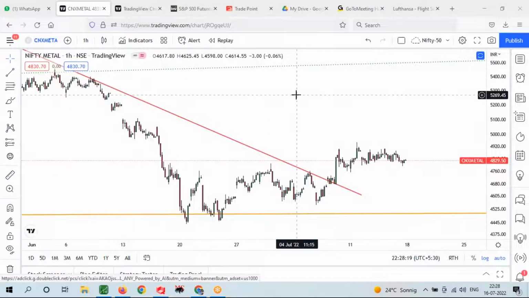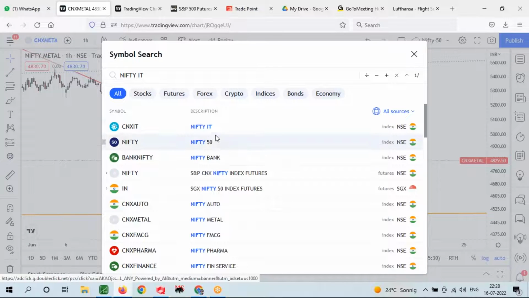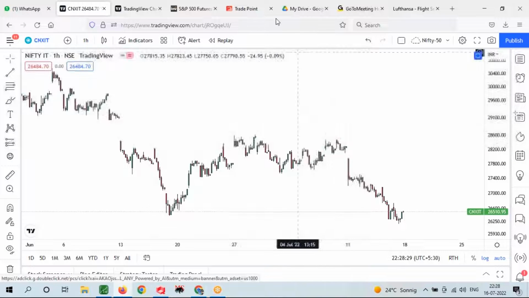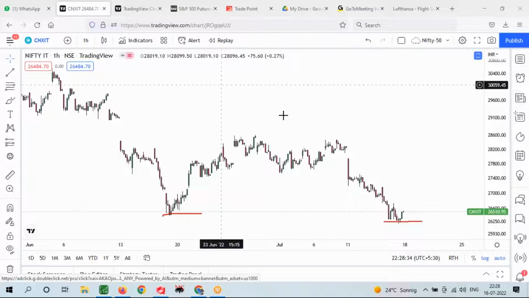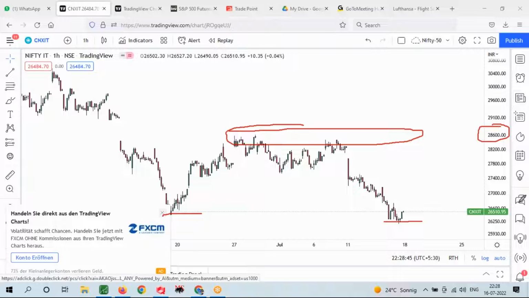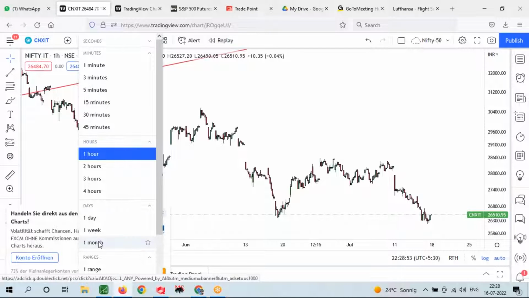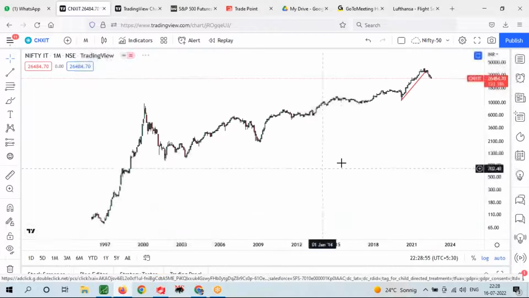All right, and then the last index is Nifty IT. Could be the same scenario. Still no higher bottom. This low is broken, right? So we have intermediate tops here. Till these tops are taken out, we can't expect a good rally. But that's at 28,600. Now we are at 26,600. So 2,000 points is too far, right? So we will look at the weekly chart and the monthly chart and see what is happening.